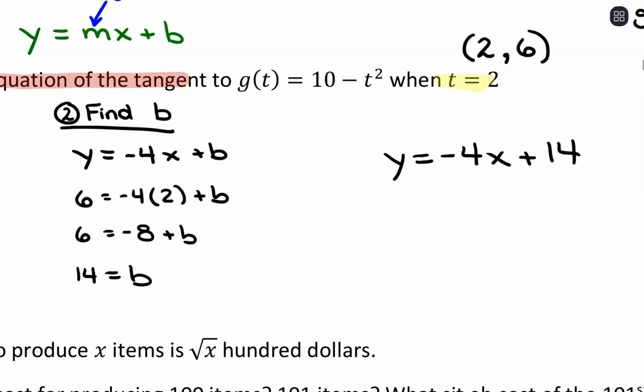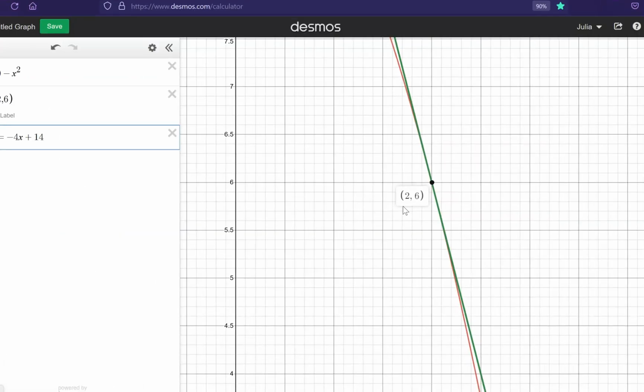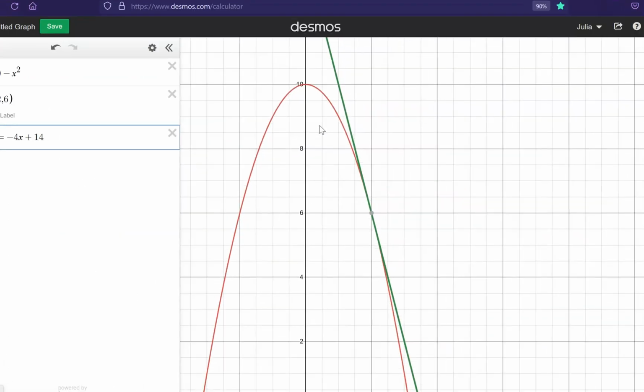If I can find my screen. There we go. All right. So in red here we have 10 minus x squared, so that's this upside down parabola. And we were looking at this coordinate 2, 6. I'm trying to fit the tangent line to it.